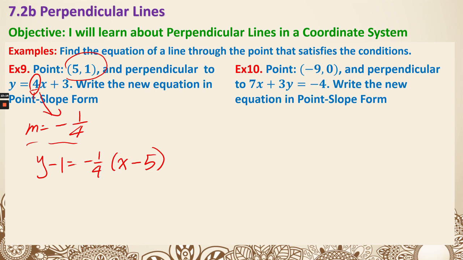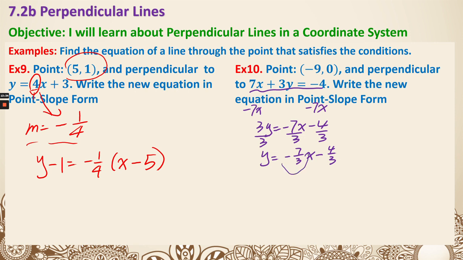Example 10. First, I'm going to need to find the slope for the original line. So subtract 7x on both sides, and we got 3y equals negative 7x minus 4. Divide everything by 3, y equals negative 7/3 x minus 4/3. So my slope is negative 7 over 3. That means my new slope, since it's already negative, it's got to be positive. And that fraction is 7 over 3, I'm going to need to flip it to be 3 over 7.